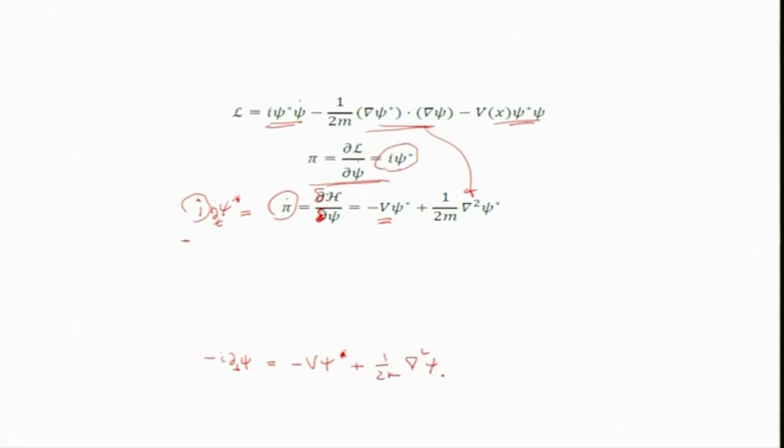Now, it is off by a minus sign. So, just multiply both sides by minus 1, i h bar, h bar is 1 for me, I am not carrying it around. That is minus 1 over 2m grad squared psi plus V psi. So, this is the Schrodinger equation. We can derive this from the Hamiltonian as well as from the Lagrangian.